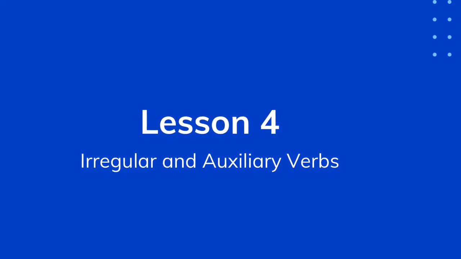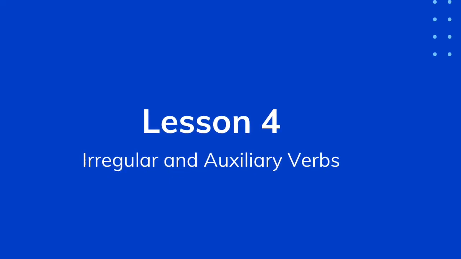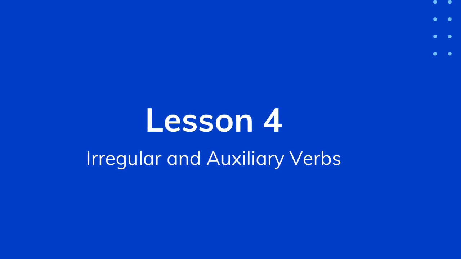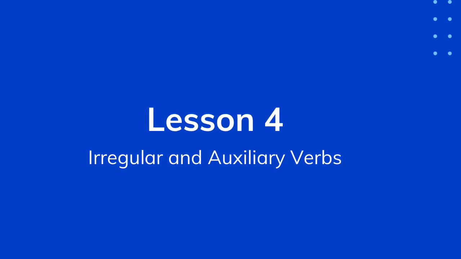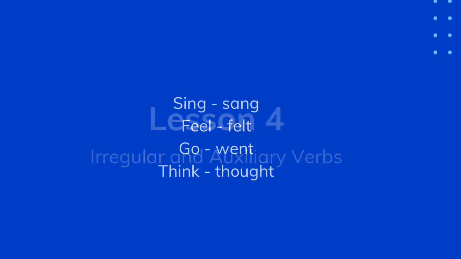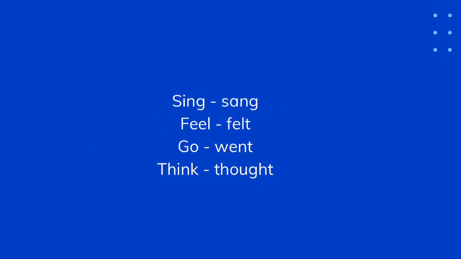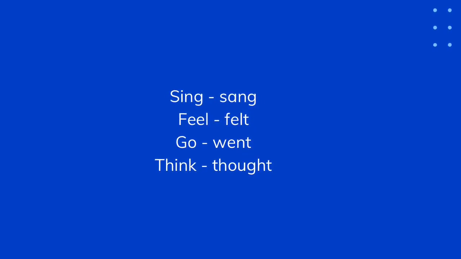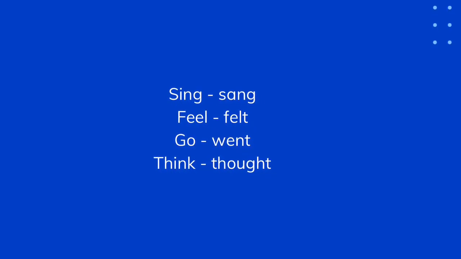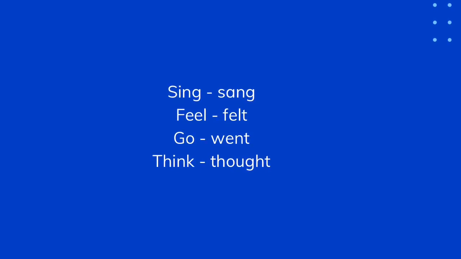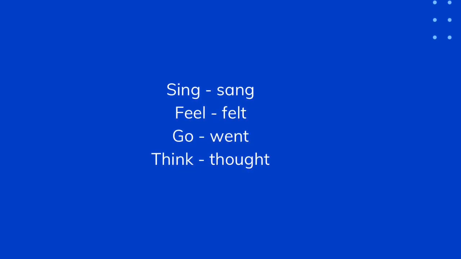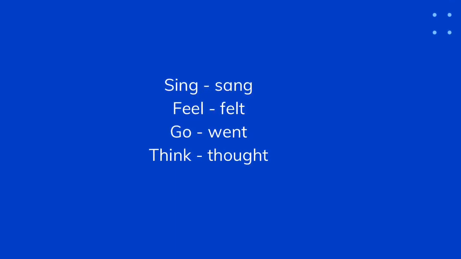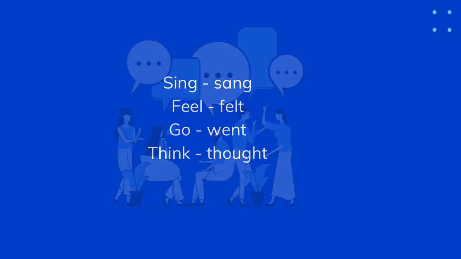Irregular verbs are verbs which do not follow the regular pattern of adding the -ed suffix to put them in the past tense. Let's look at some examples. Sing, sang. Feel, felt. Go, went. Think, thought. These verbs do not follow a pattern as regular verbs do, and so they must be memorised.